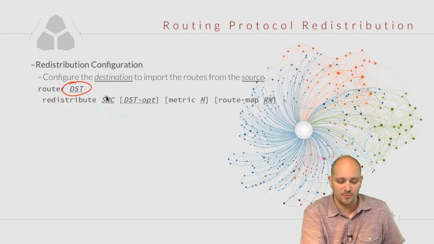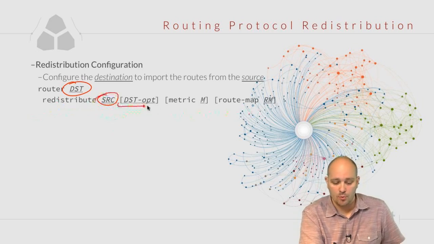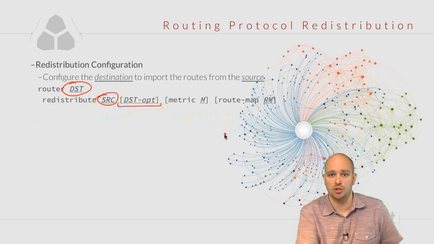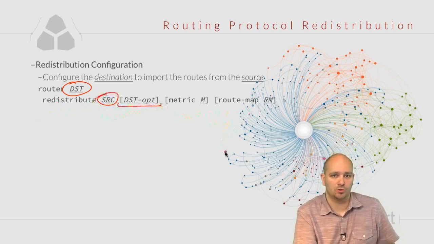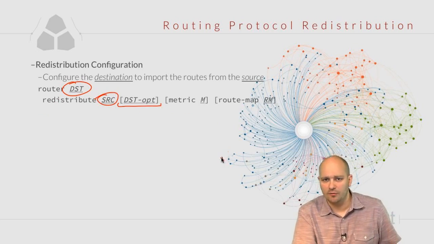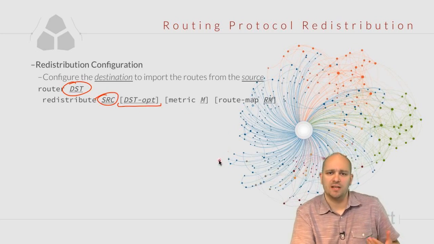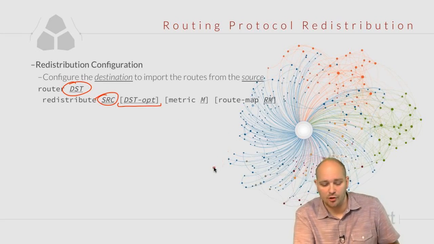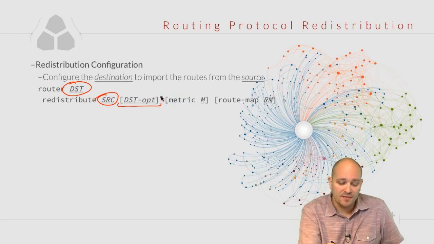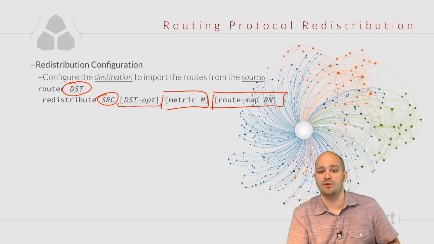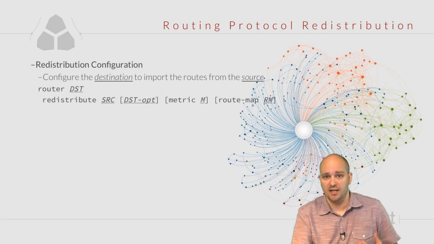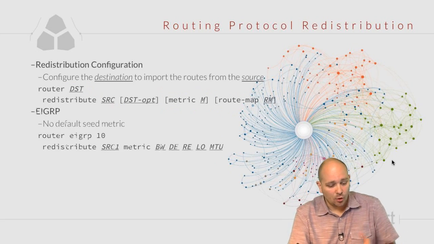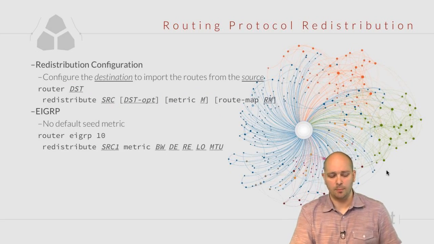So we are going to say redistribute routes from the source. We are going to have some destination options in the case of some protocols that have specific options. Like for example with OSPF, we can specify whether we want to redistribute the subnets of the classful networks, which is something that I highly recommend you get in the habit of doing. And then we can specify the metric, and if we want to selectively redistribute the routes, we would use the route map.